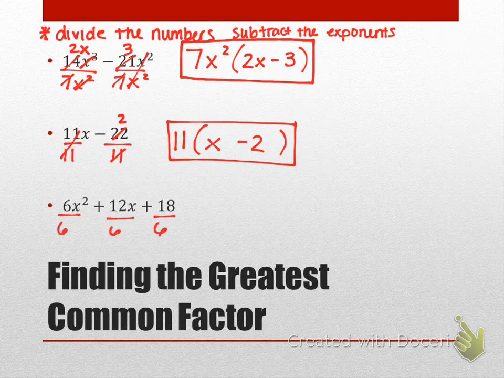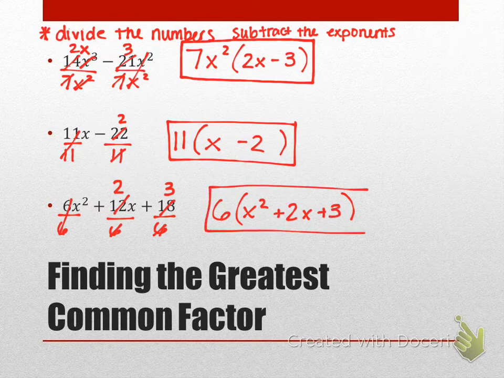Do they all have x's? No. Two of them do, but the third one doesn't. And when that happens, we cannot take out a variable. They all must have the variable. So my GCF is 6, which I put on the outside. And then I'm just going to divide. 6 divided by 6, I'm left with x squared. 12 divided by 6 is 2x. And 18 divided by 6 is 3.